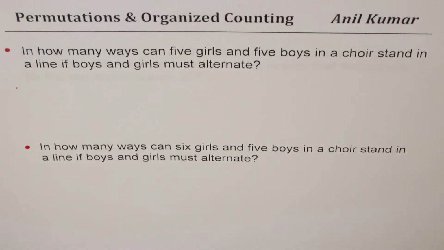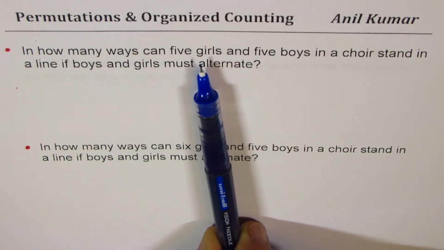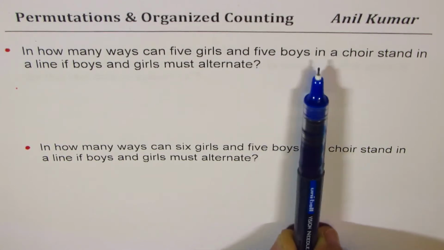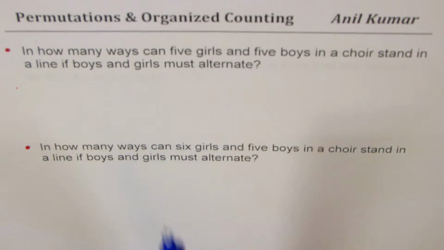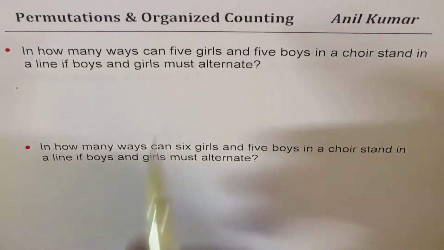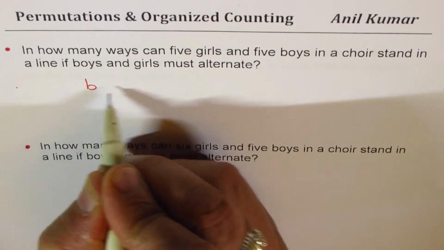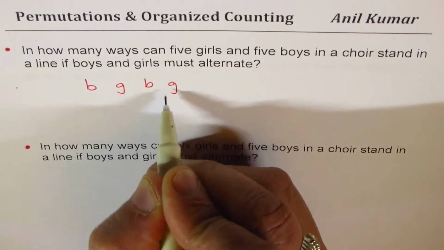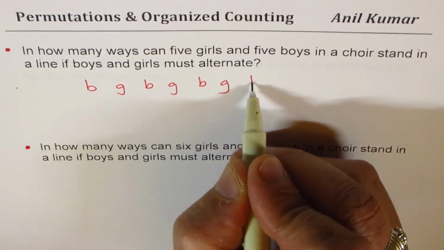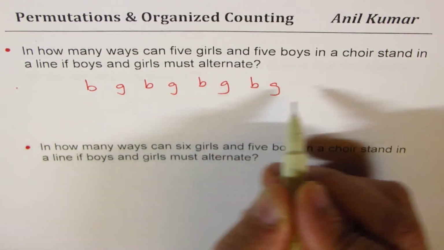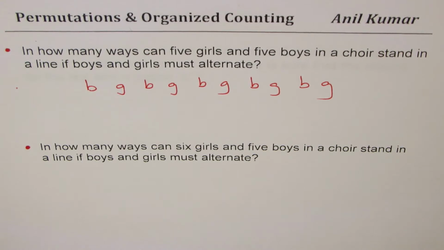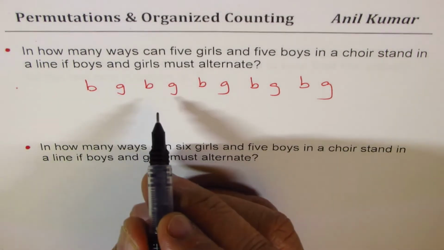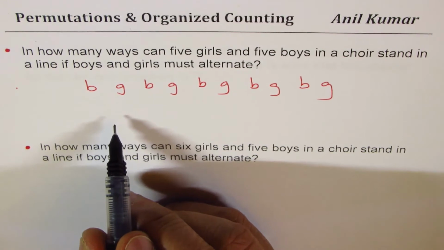Now let's look into the next example: in how many ways can 5 girls and 5 boys in a choir stand in a line if boys and girls must alternate? Okay, so that means, let's say we have positions like boy, girl, boy, girl, boy, girl, boy, girl. So 1, 2, 3, 4, 5 sets. So that is what we want. So there are different boys and different girls. This is important to understand.